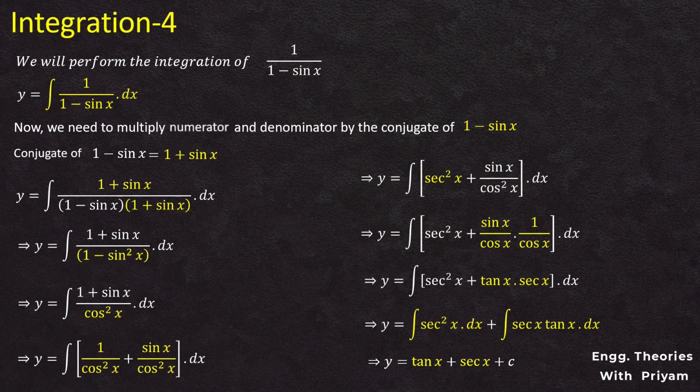In the similar manner, we can perform the integration of 1 by 1 plus sin x with respect to x. In order to perform the integration, we need to multiply numerator and denominator by the conjugate of 1 plus sin x, which is 1 minus sin x. Now perform this integration and post the answer in the comment section.